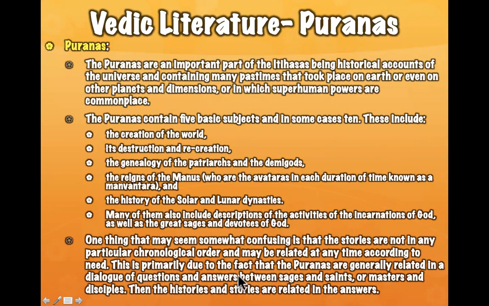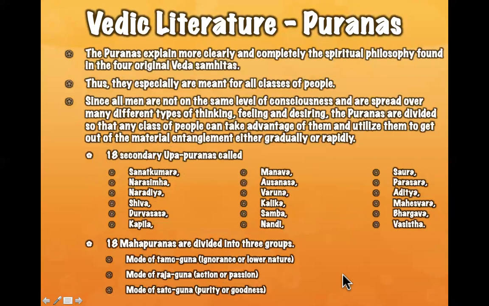This is primarily due to the fact that the Puranas are generally related in a dialogue of question and answers. As we know, the Srimad Bhagavatam is a series of questions by a king called Parikshit Maharaj, and the answers were given by Shukadev Goswami, great sage. The Puranas are related in a dialogue between sages and saints, or masters and disciples. Then the histories and stories are related in the answers, so they won't be in a chronological order.